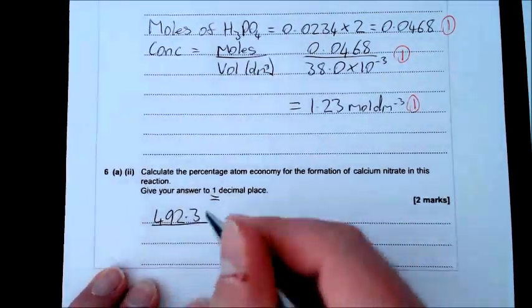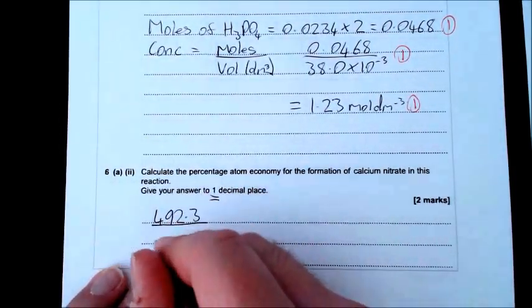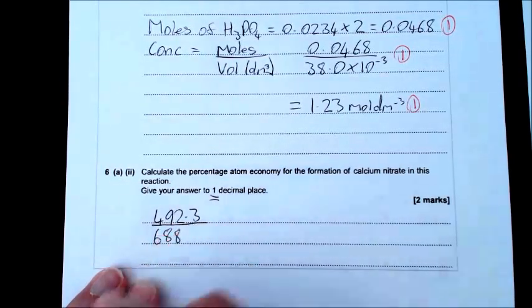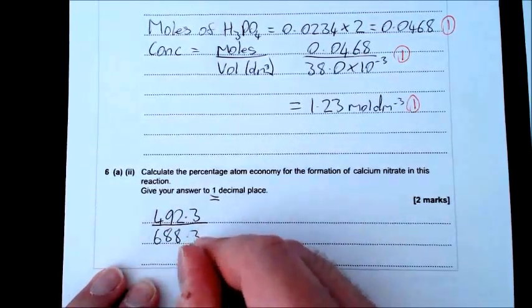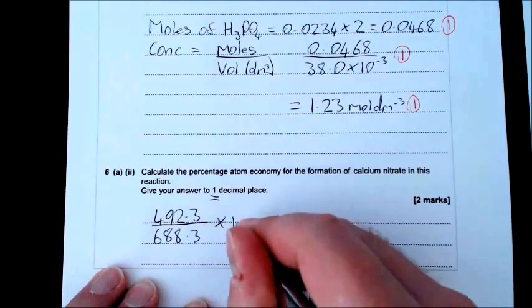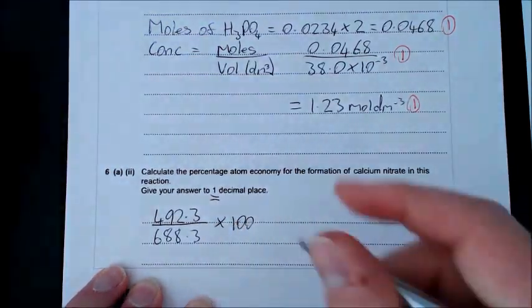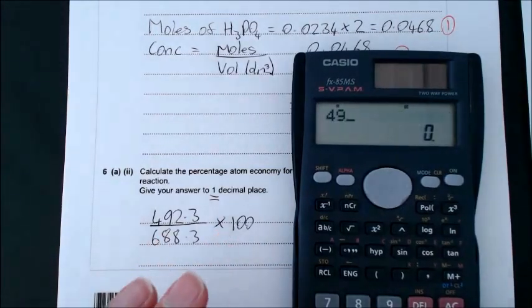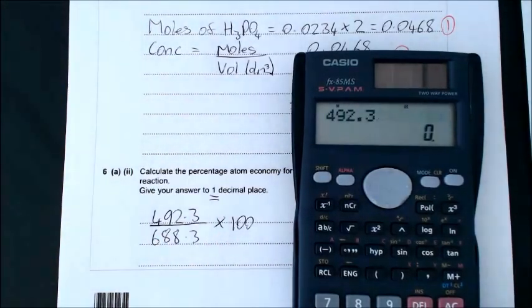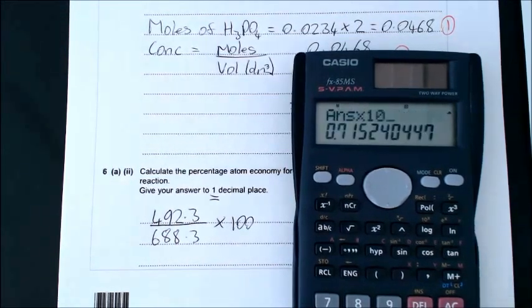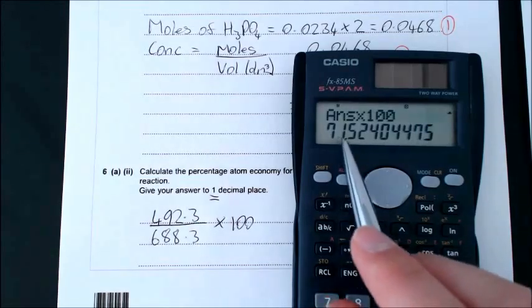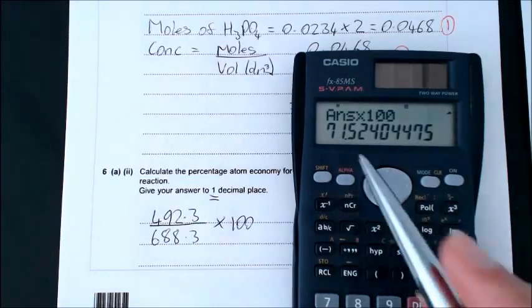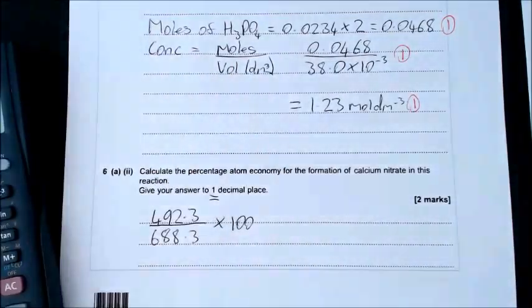We're going to divide that by the total MR of the reactants, which should come out at 688.3. And we're going to multiply all that by 100 because it's percentage atom economy. And if I bring the calculator over, do 492.3, divide that by 688.3, times that by 100, and we should get 71.5%. And again, it's to 1 decimal place, so we round that up.